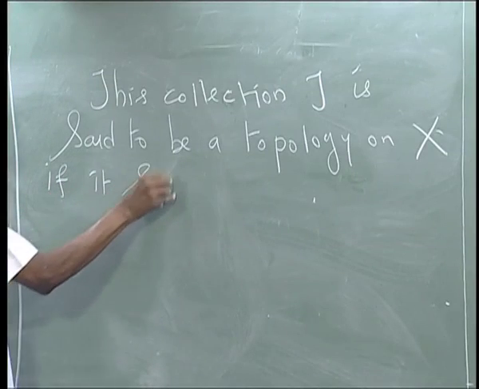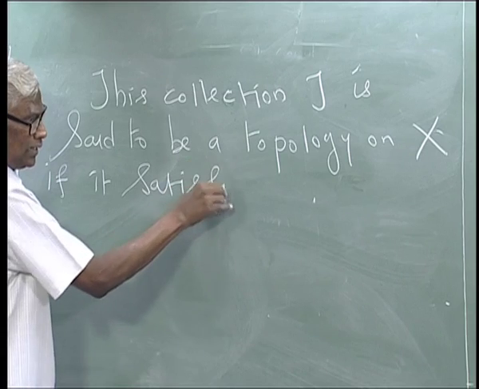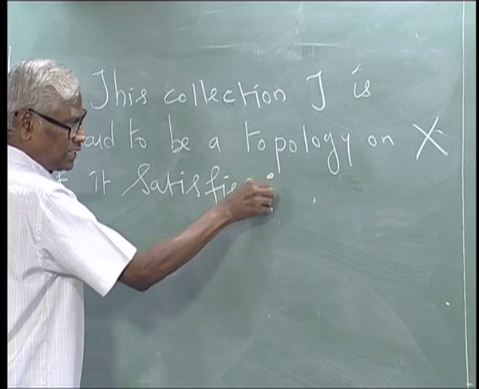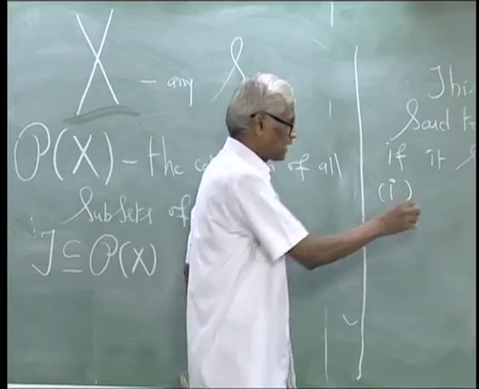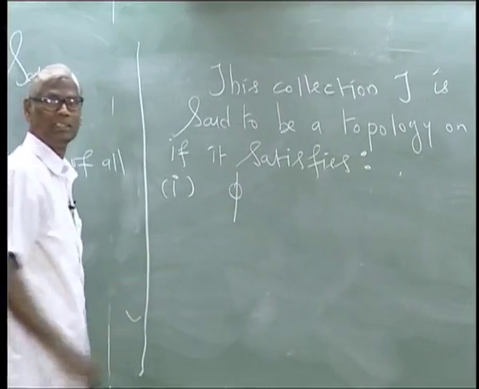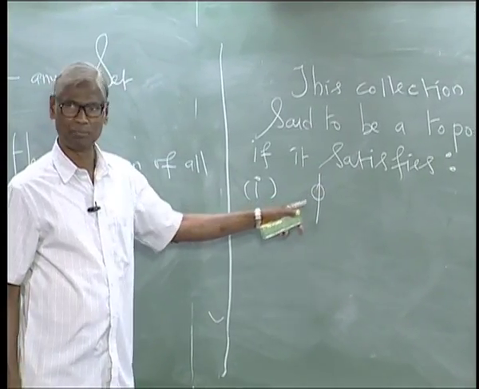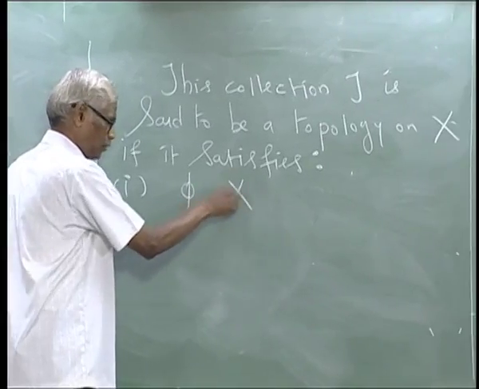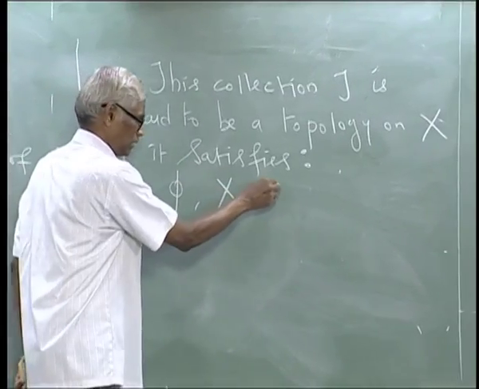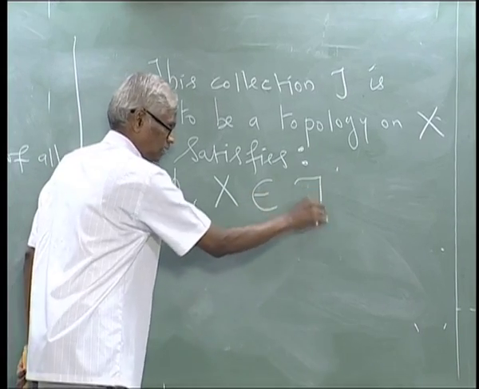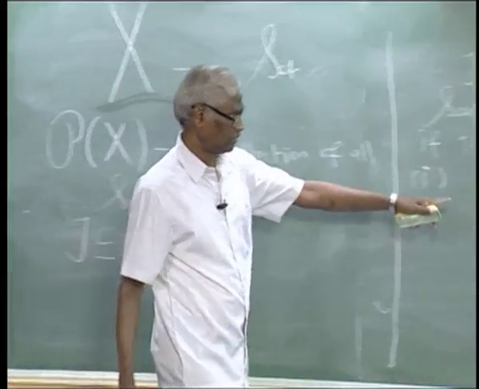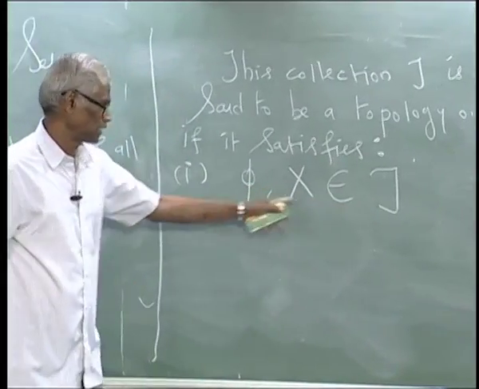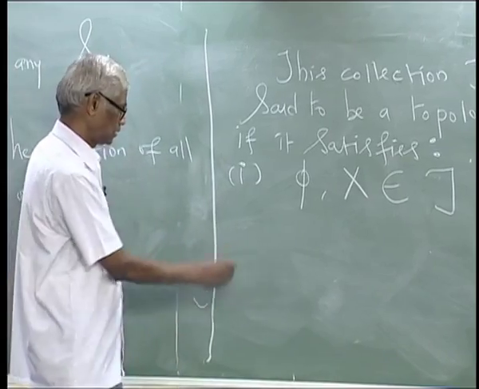if it satisfies the following properties. First, the collection should contain the null set, or we say the empty set, and the whole set X. That means these should belong to tau. This is the minimum requirement: the empty set and the whole space X belong to tau.